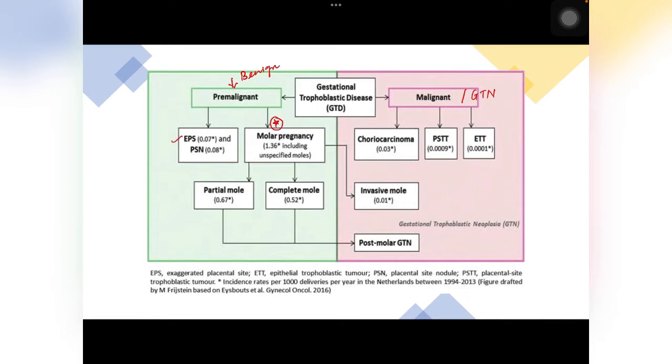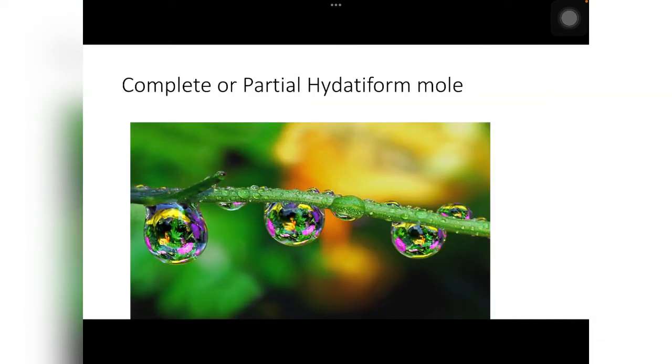And there are two other benign forms also. EPS is exaggerated placental site and PSN is atypical placental site nodule. Any of these benign disorders can become malignant at any time. The malignant forms are choriocarcinoma, invasive mole, PSTT, which is placental site trophoblastic tumor, and ETT, which is epithelioid trophoblastic tumor. Now we'll be focusing more on molar pregnancy alone.